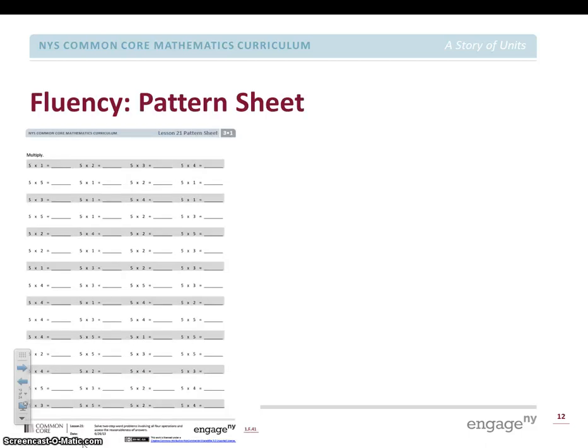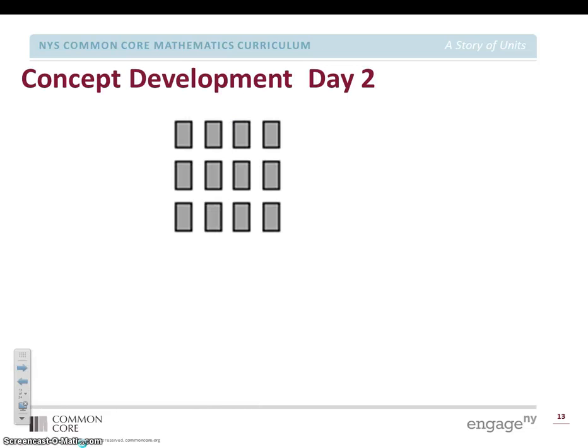Pattern sheets, I think that's a different. You have some choice and flexibility there. Day 2, concept development, we're looking at an array and a teacher concept development script. There's no reason that you have to follow the script that's given to you. It just helps teachers who are not sure about how to present the material.